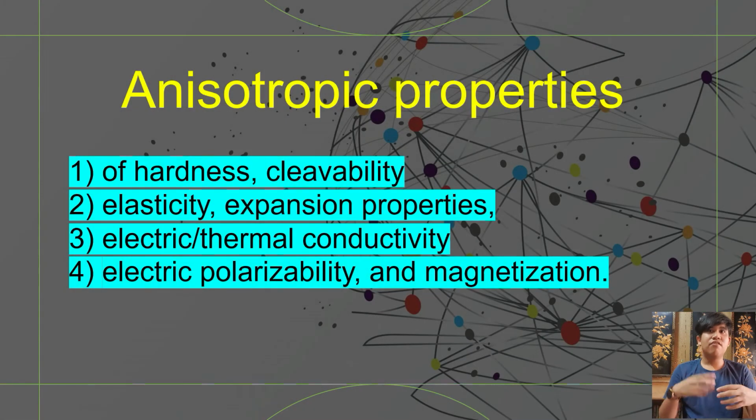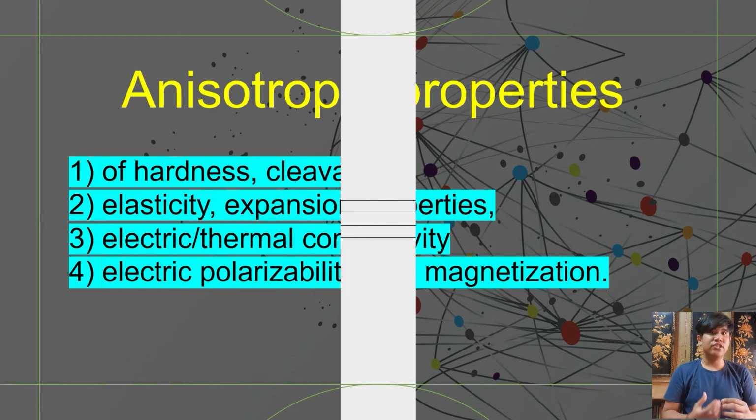Anisotropic properties, for instance, differ with direction. For example, hardness, cleavability, elasticity, expansion properties, electric or thermal conductivity, electric polarizability, and even magnetization. To make it easier to understand anisotropy, the easiest example is a karate wood board. In terms of hardness, let me explain using the example of a karate wood board.